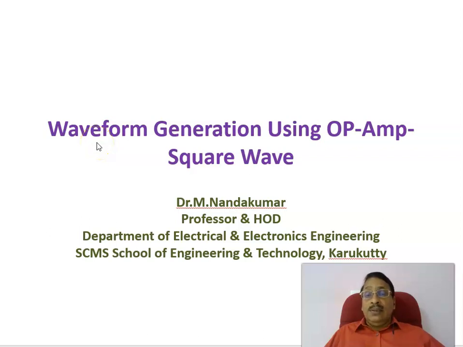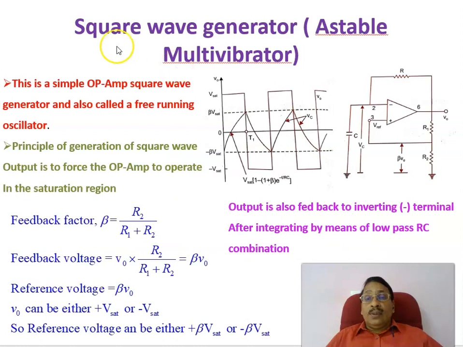In this presentation, I am going to explain square wave generation using operational amplifier. Let us see the square wave generator, also called an astable multivibrator, using op-amp. This is a very widely used square wave generator, and it is very simple also. It is a simple op-amp square wave generator, also called a free running oscillator.